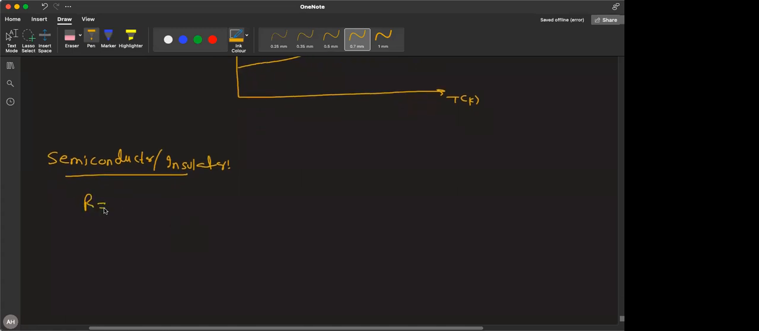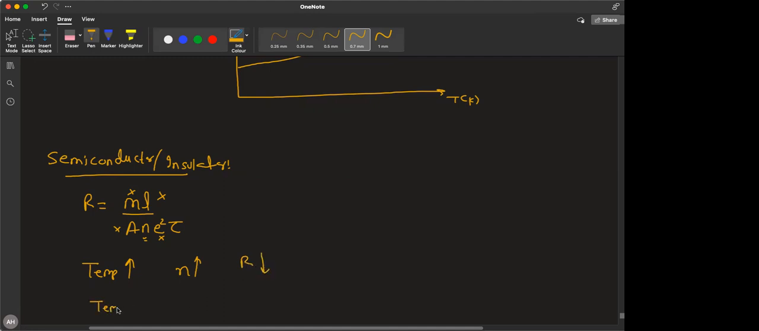So let's write this expression again. R is m l over A n e square tau. So when I increase temperature, see, mass will not change, length will not change, area will not change. But now the number density will increase because in semiconductors, you have very few free electrons. When you increase temperature, some bonds may break. Due to breaking of bonds, some electrons are released. So your n increases. On increasing n, your R will decrease.